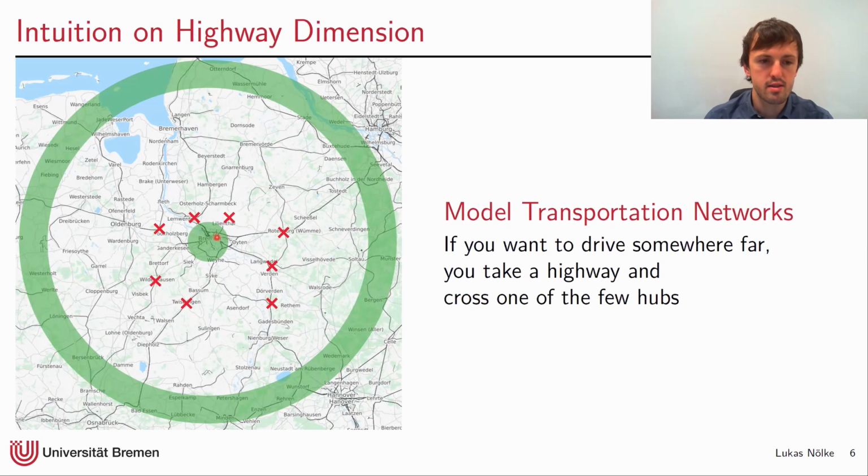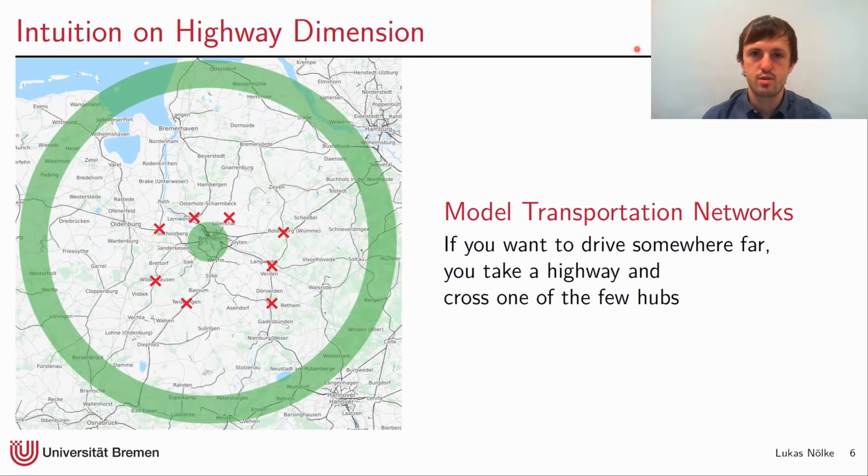And if you look at this picture here for an intuitive example, here is Bremen in the middle. And if we want to go from Bremen somewhere far away, for instance to Hamburg, then we would take a highway in order to travel via shortest path and pass one of these few hubs. And this is a property that holds in metrics of bounded highway dimensions on multiple scales, making them a really useful and practical class of metrics.